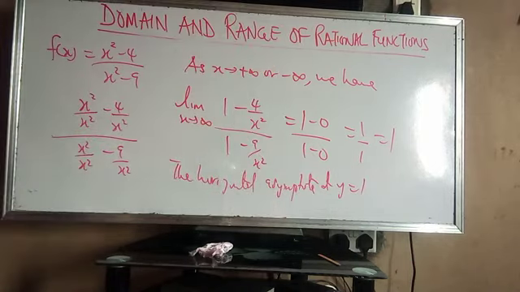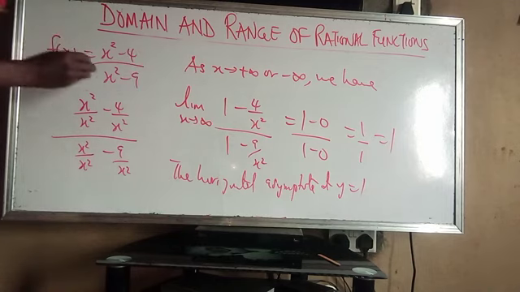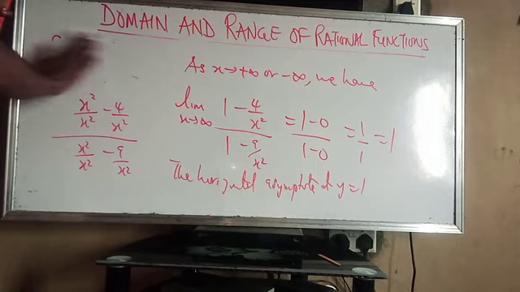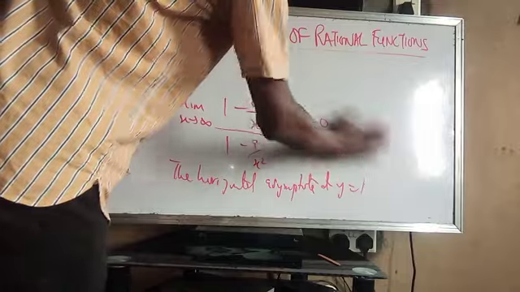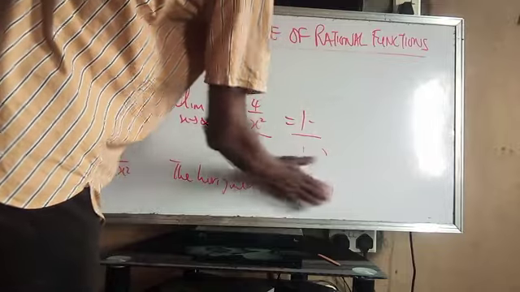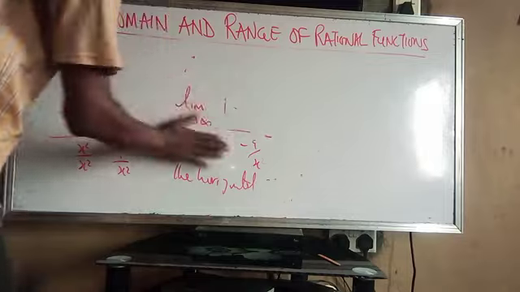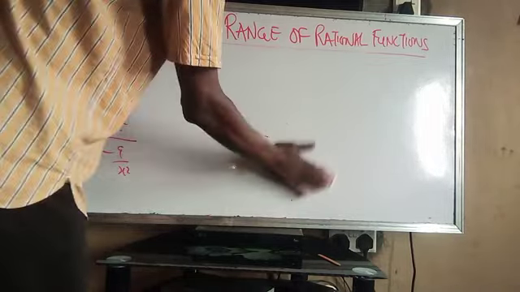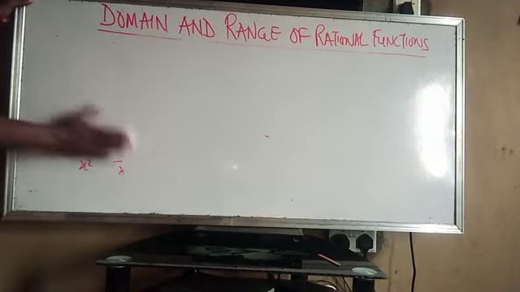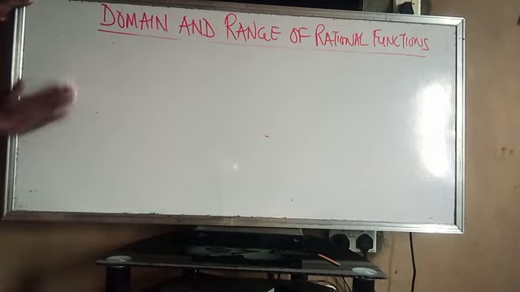Remember, the range of a function is the value of your y. So now, that means that y must not be equal to 1. That's what it means. That is, the range of this function must never be 1. It can only tend towards 1. It can never be 1. That is the meaning.